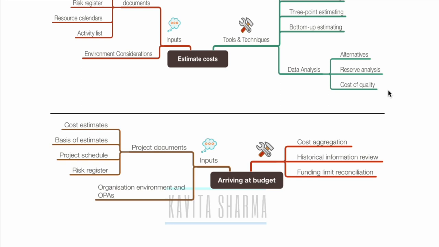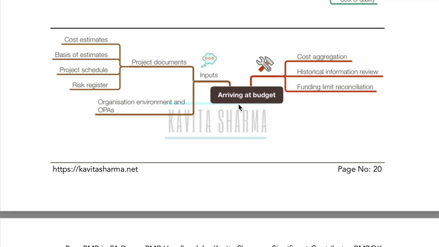Cost of quality is how much testing, how much prevention, how much do you test? I have a slide on that, and you've gone through a slide on this. So all of that is going to be added to the total cost. Then we arrive at a budget.